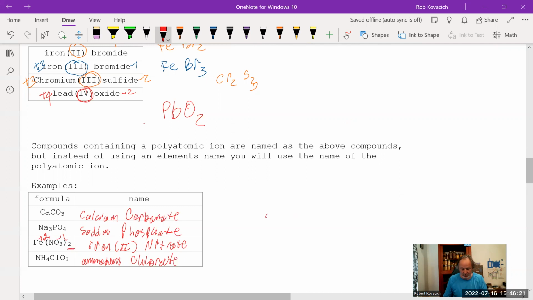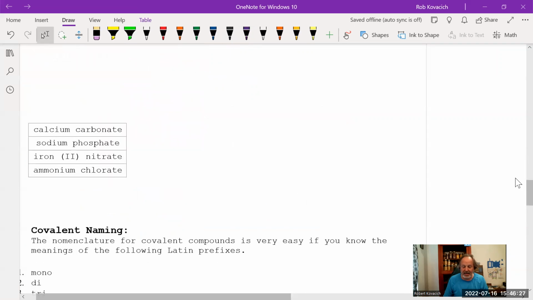There we go. How do I go from the name to the formula? All right, so I'm looking at this and I see calcium. So calcium has a +2 charge. I know that because it's in column 2. And carbonate has a -2 charge. I know that because I've got all of my polyatomic ions memorized. So then I just put down the formula, CaCO3. I only need 1 of each, and I'm good to go.